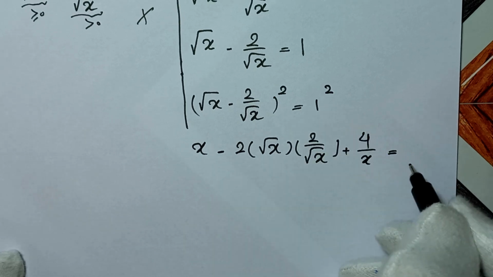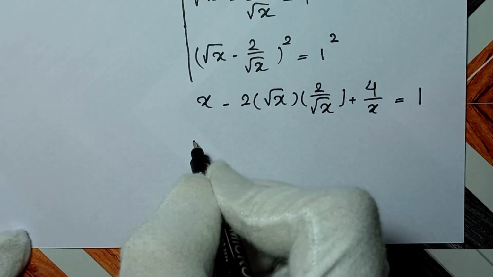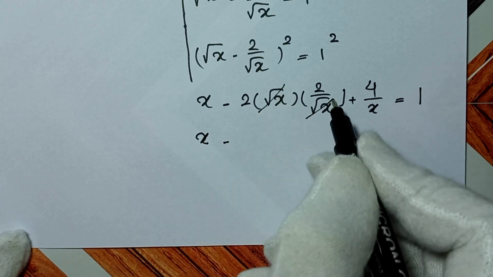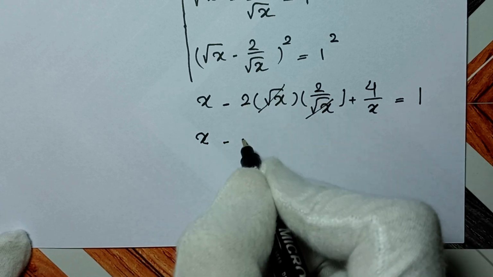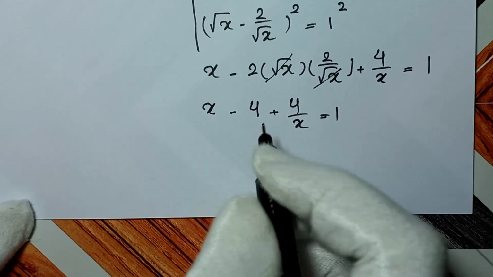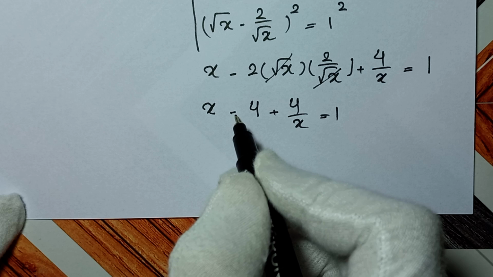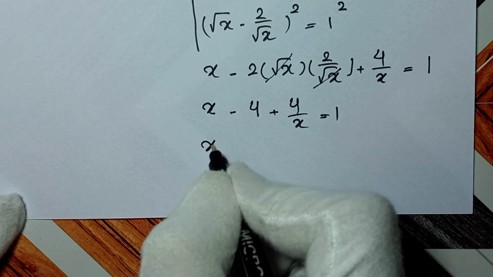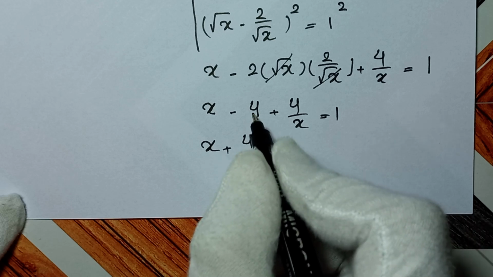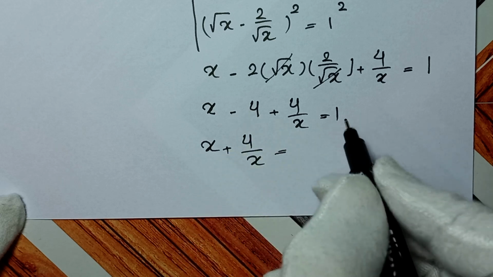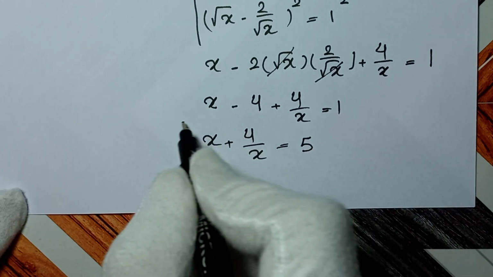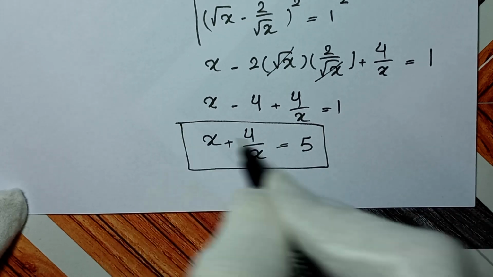And 1 to the power of 2 is 1. And from here it will be x minus, in here this will cancel this, and 2 times 2 is 4, and plus 4 over x is equal to 1. And in here we take this negative 4 to this side and it will be x plus 4 over x is equal to, and negative 4 to this side will be positive 4, so 1 plus 4 will be 5. So we want to find the value of x plus 4 over x, and this is equal to 5.